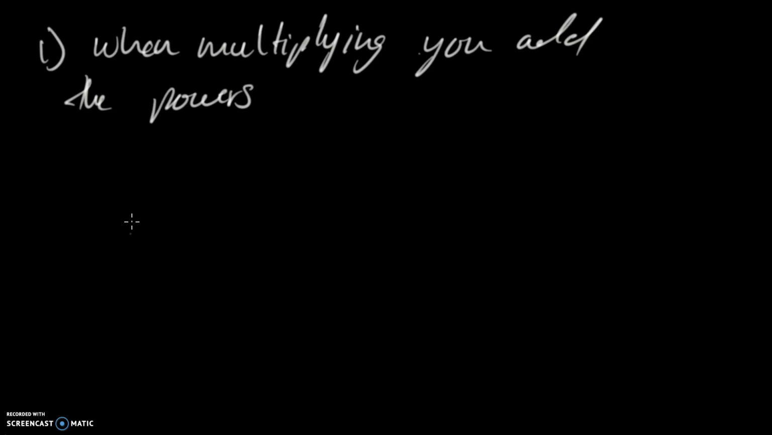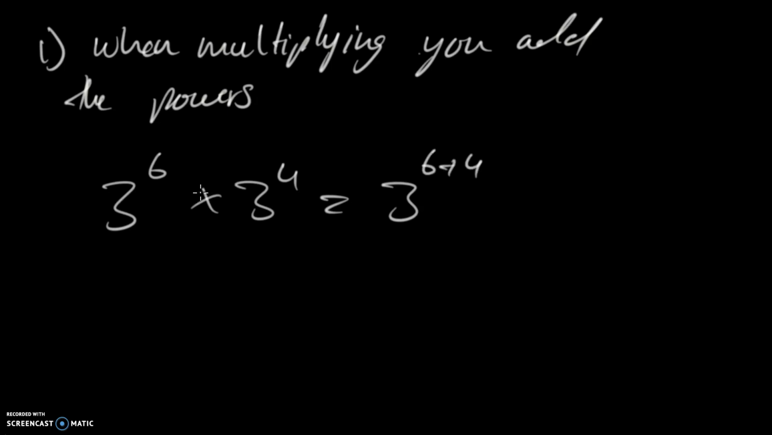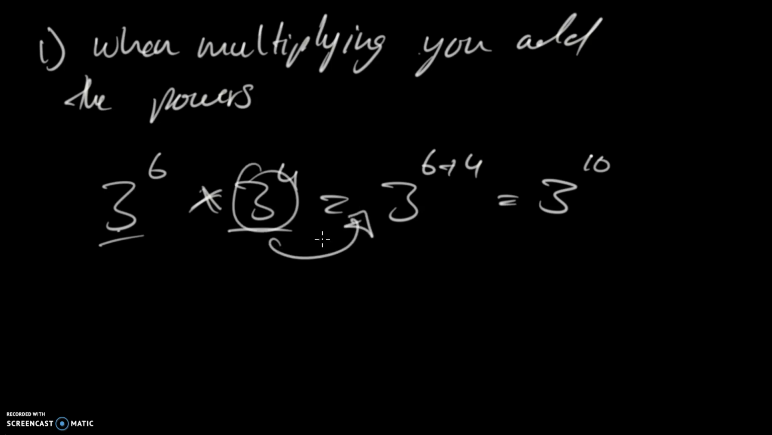So let's say we have 3 to the power of 6 multiplied by 3 to the power of 4. This would be 3 to the power of 6 plus 4, because there's a multiplication sign here. So instead of saying 9 to the power of 6 times 4, 24, we should write 3 to the power of 10, because we do not times the base number. We just take one of these, put it there, and just add the powers. So 6 add 4 gives us 10.